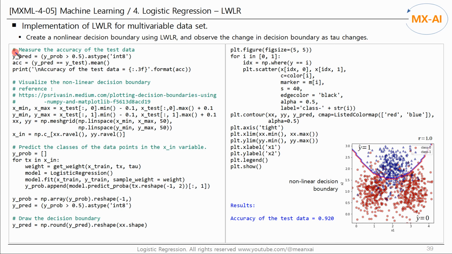Measure the accuracy of the test data, and visualize the nonlinear decision boundary. The code below is identical to the one implemented in the second video. Let's check the results. The accuracy is measured to be 0.92. And the nonlinear decision boundary looks like this. You can see that it classifies the blue and red data clusters well.